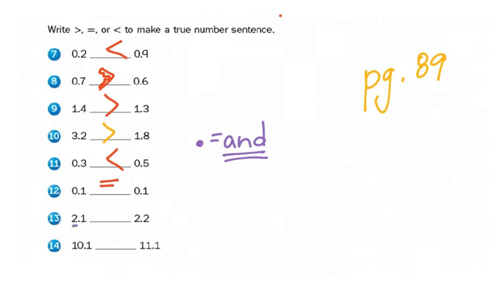Number 13, we have the whole number 2 and 2. They're the same, so let's go to the tenths place. 1 and 2, which is greater? 2. So we would say 2 and 1/10 is less than 2 and 2/10. And lastly, the whole number 10 and 11. We can stop there. Which one's larger? 10 and 1/10 is less than 11 and 1/10.